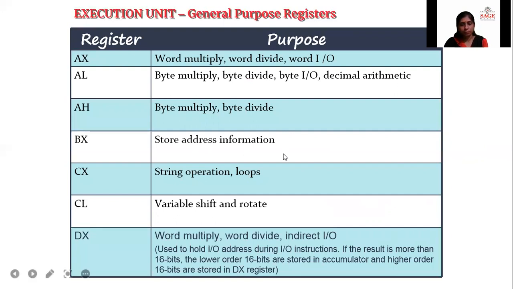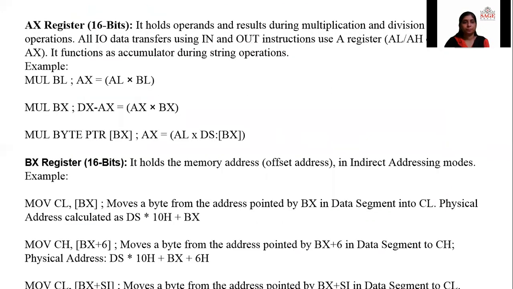BX stores address information. CX: string operation. CL: variable shift and rotate. DX: word multiply, word divide, indirect input output. This is the function of the AX register.